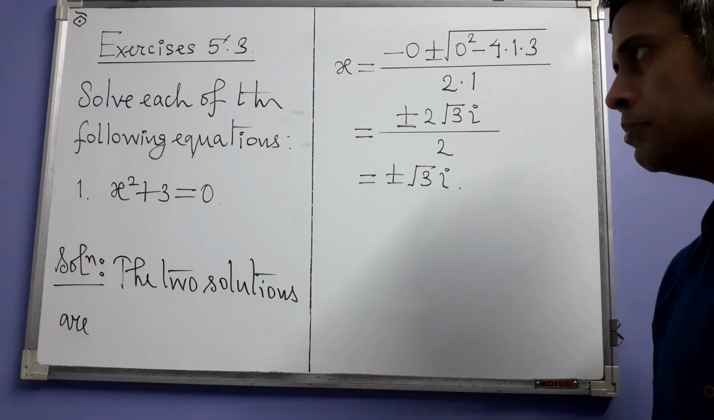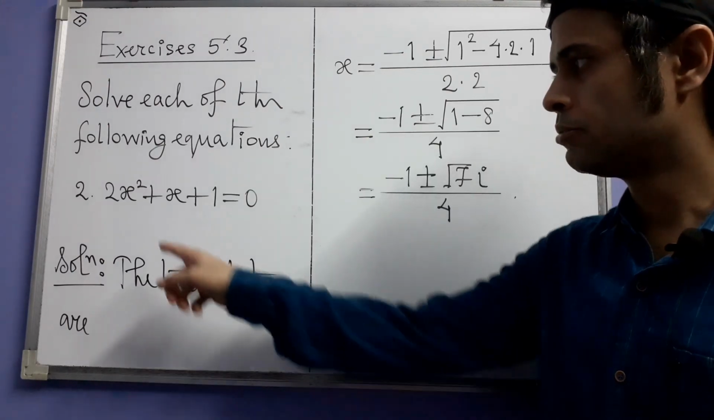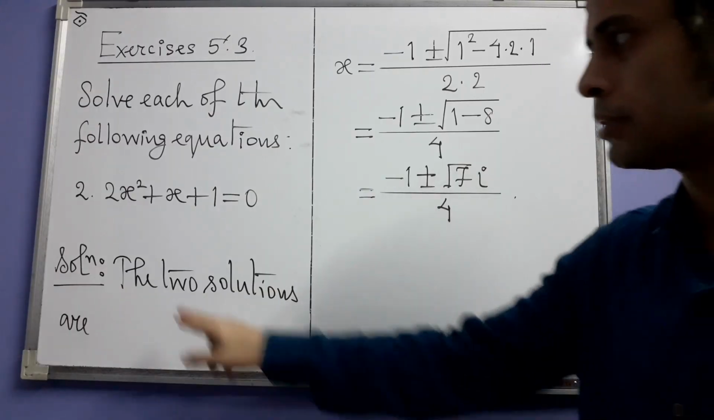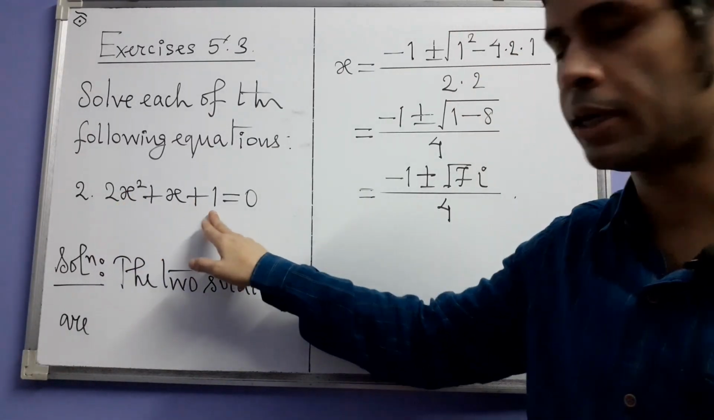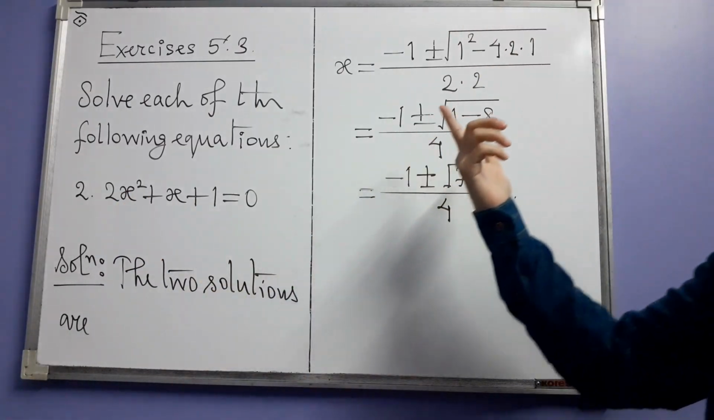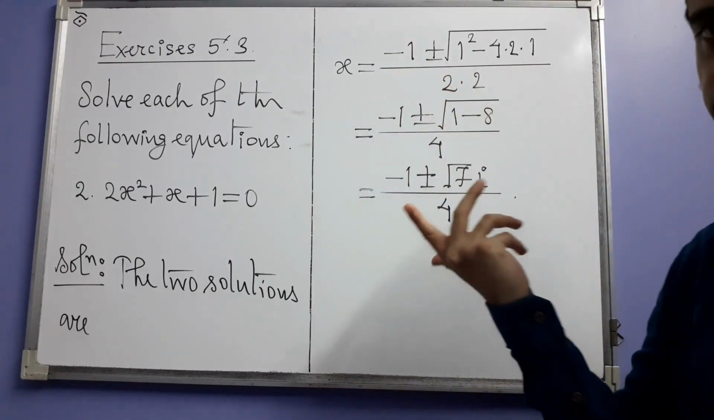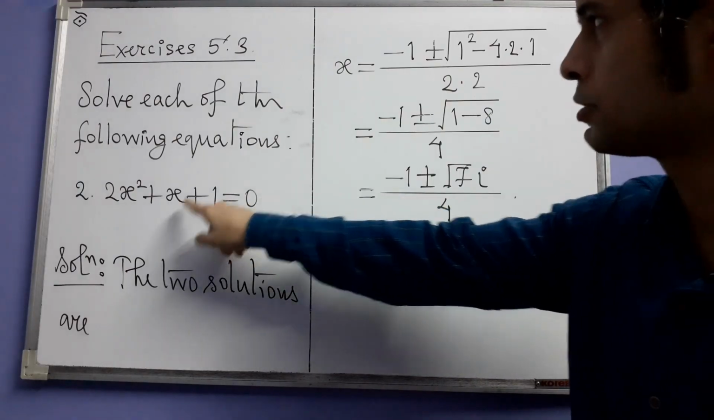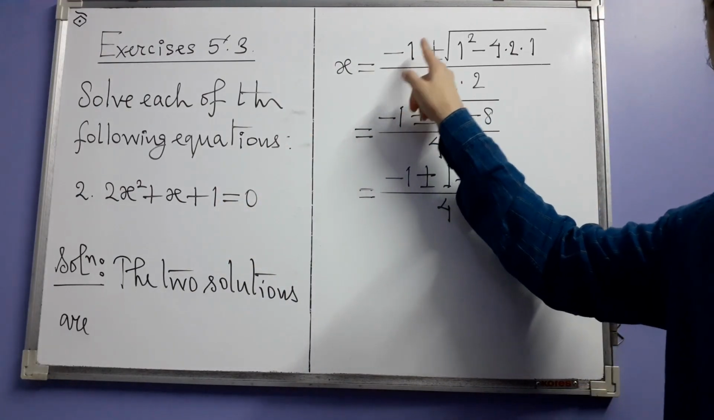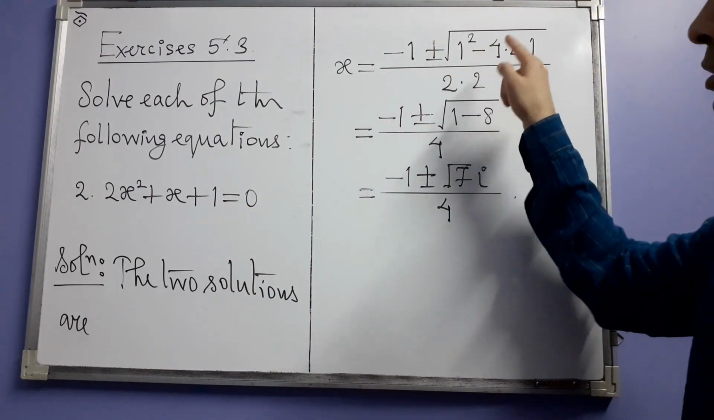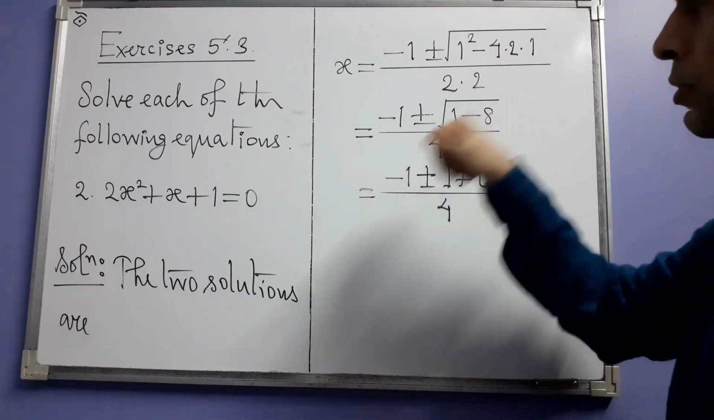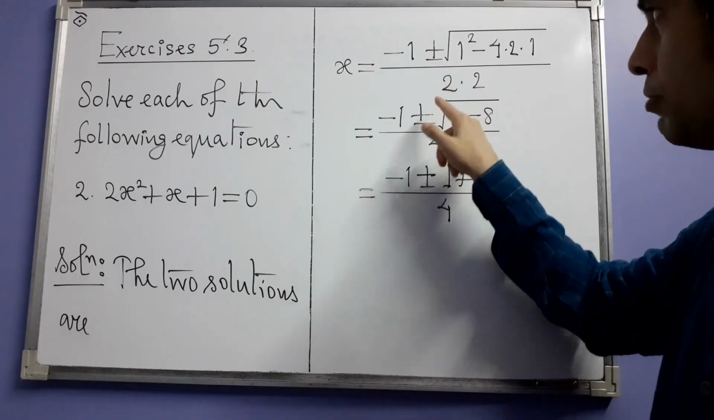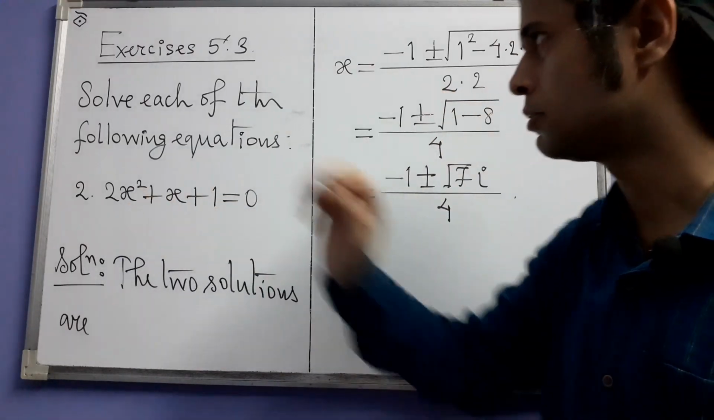Next we have number 2. Number 2 is 2x square plus x plus 1 equal to 0. In this case, a is 2, b is 1 and c is 1, and accordingly the roots are given of course again by that formula. So minus b is minus 1, so here you have minus 1 plus or minus square root of b square, that is 1 square, minus 4 times a, that is 2, times c, that is 1, divided by 2a, a is 2.